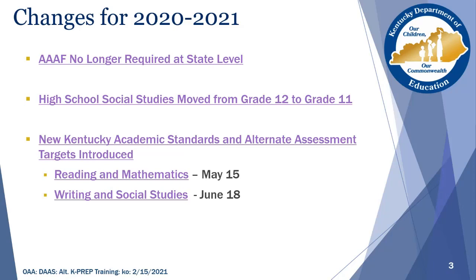To learn more about each of these topics we've just discussed, you can click the information on this slide in its live version. It will direct you to the presentation where it was shared in 2020. The announcement around the standards and targets were released for reading and mathematics in May. All other announcements came in a special alternate assessment email on June the 18th.